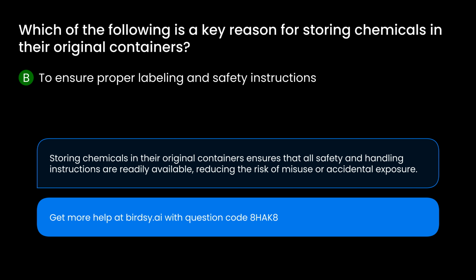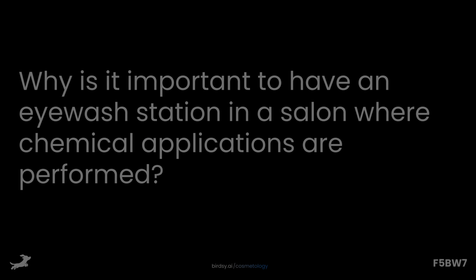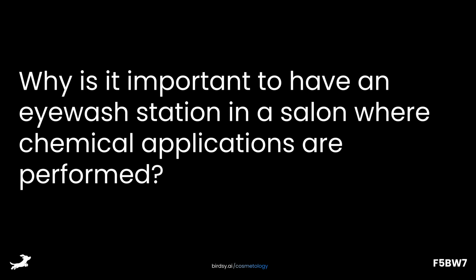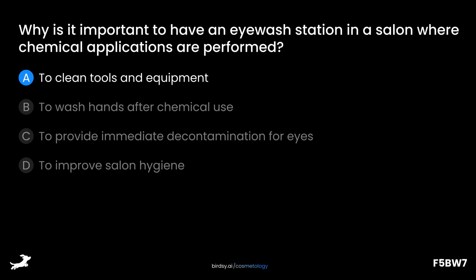Storing chemicals in their original containers ensures that all safety and handling instructions are readily available, reducing the risk of misuse or accidental exposure. Why is it important to have an eye wash station in a salon where chemical applications are performed? Is it A, to clean tools and equipment, B, to wash hands after chemical use, C, to provide immediate decontamination for eyes, or D, to improve salon hygiene? The answer is C, to provide immediate decontamination for eyes.